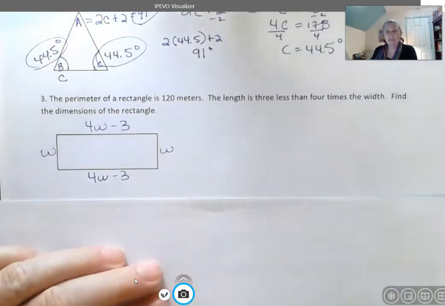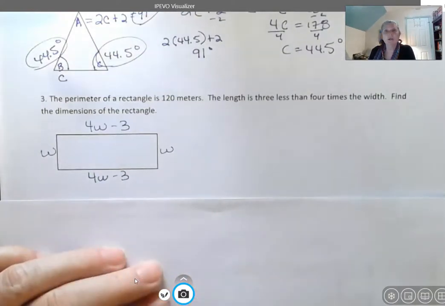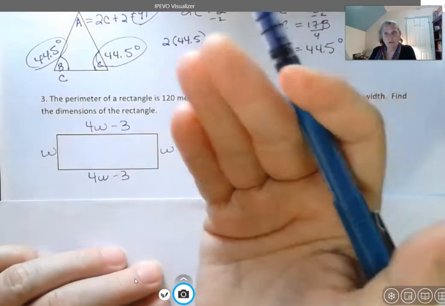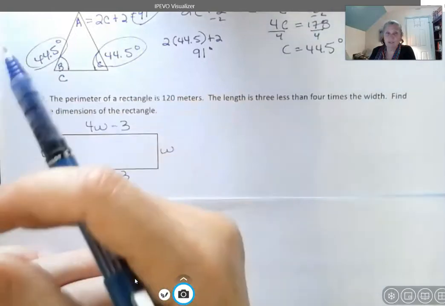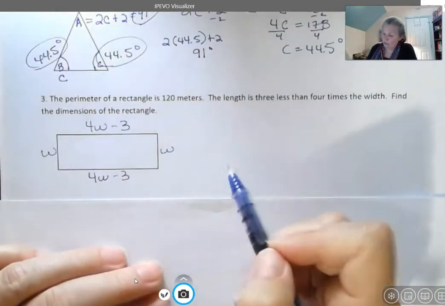So a common mistake is to say 3 minus 4w. But if you think about it, if I said 3 less than my age, you'd have to know my age first, and then take 3 off, right? So 3 less than something, you had to put the something first. Sorry to wave my hand in front of the camera there.